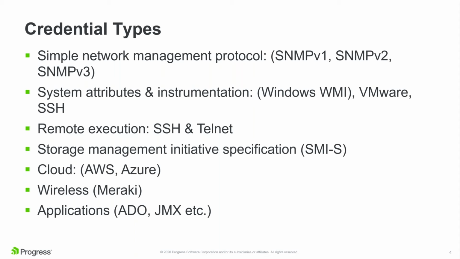To get more information, to actually get information about system attributes or the system instrumentation. So not only that the device exists, but what it's doing, what its response time is, various other bits of information like throughput or status. That's where you're getting into slightly more impressive or more complex credentials, things like Windows WMI or VMware or SSH credentials.